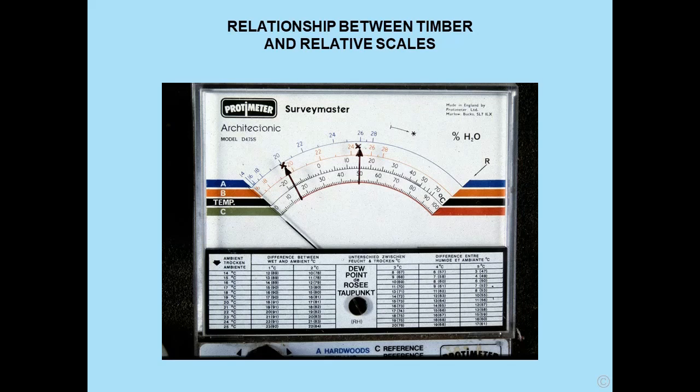The interesting thing to notice about these older moisture meters is they are not calibrated above 28% moisture content, simply because 28% roughly is the fibre saturation point, and moisture contents above that basically go haywire. They're very, very inaccurate.